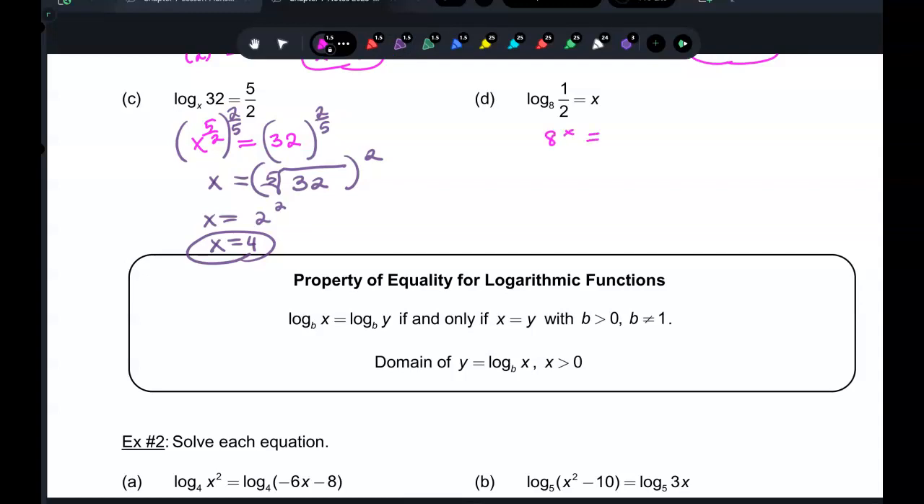Next: 8 to the x equals 1/2. Now we can't do a root with x. This goes back to changing both sides so they have the same base. So on the left side, I'm going to make this 2 to the 3rd, and on the right, 1 over 2 is 2 to the -1. So if I have 2 to the 3x equals 2 to the -1, then 3x equals -1.